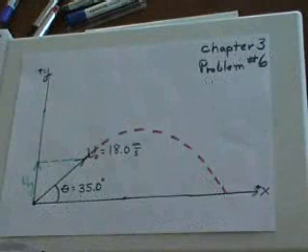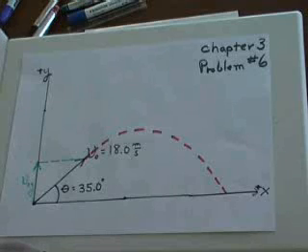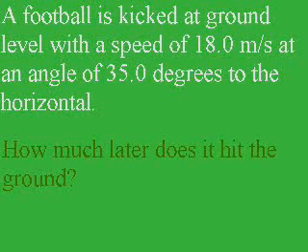Chapter 3, problem number 6. Let me read the question first, and then we'll show you how to lay out this problem and solve it. A football is kicked at ground level with a speed of 18.0 meters per second at an angle of 35.0 degrees to the horizontal. How much later does it hit the ground?